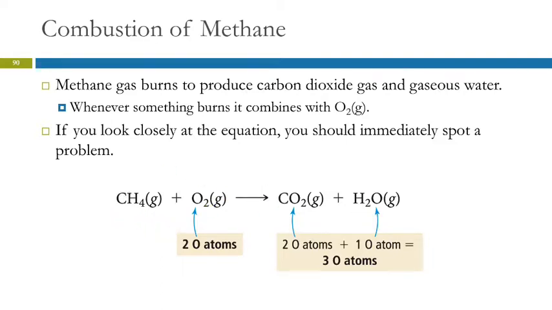Now the problem is that if we look at the individual atoms, we've got 2 oxygen atoms on the reactant side, 2 oxygen atoms here, and another oxygen atom over here. You can't start with 2 oxygen atoms and end up with 3. It's just not possible. You can't start with 2 red Lego bricks and end up with 3 red Lego bricks, right? It just doesn't work that way.